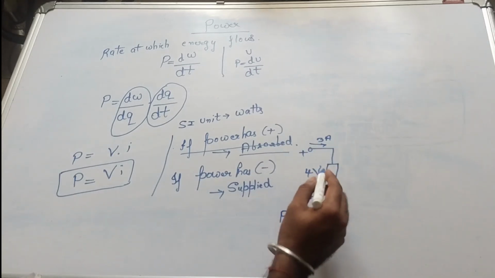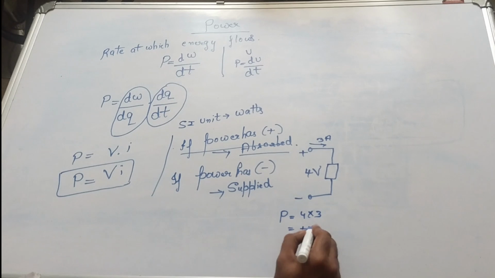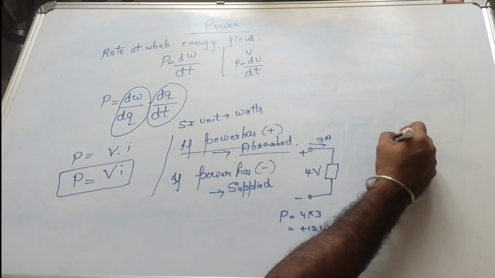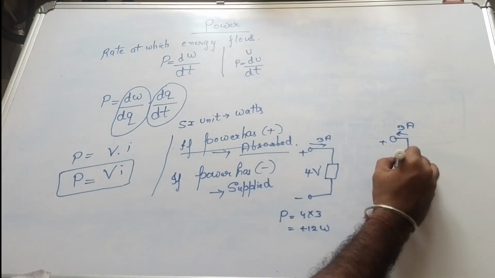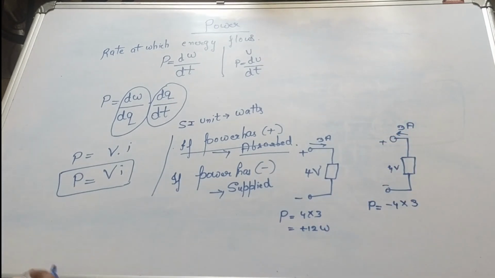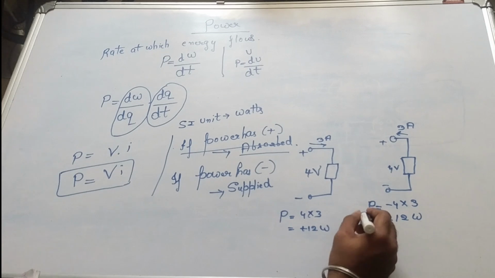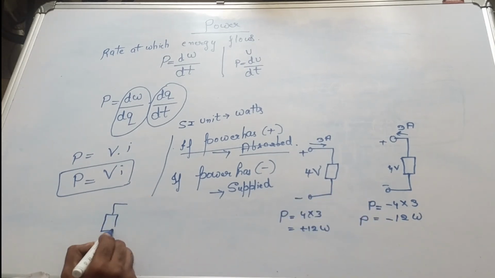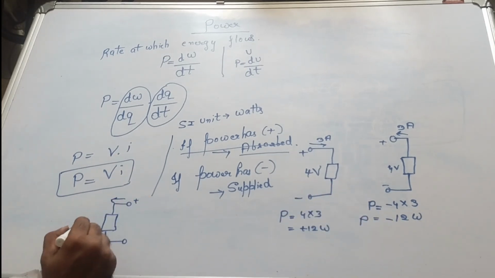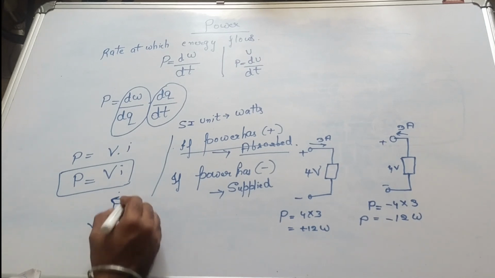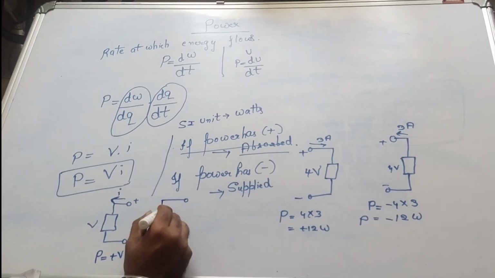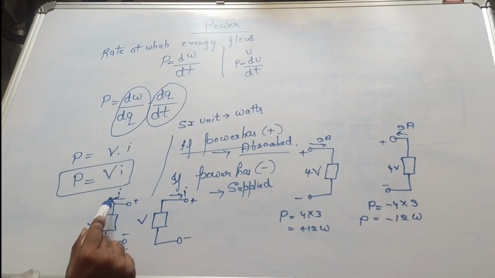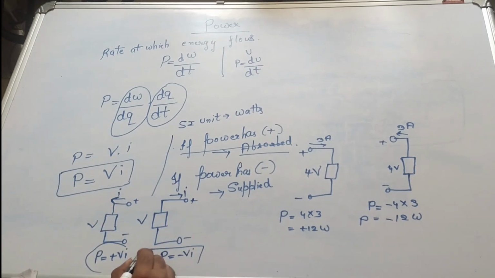If current enters the positive terminal, then power is taken as positive. Then power is given by voltage into current, plus 12 watt. If current leaves the positive terminal, then power is taken as negative: 4 into 3, minus 12 watt. Again, if current enters the positive terminal, then power is taken as positive. If current leaves the positive terminal, then power is taken as negative, minus VI.